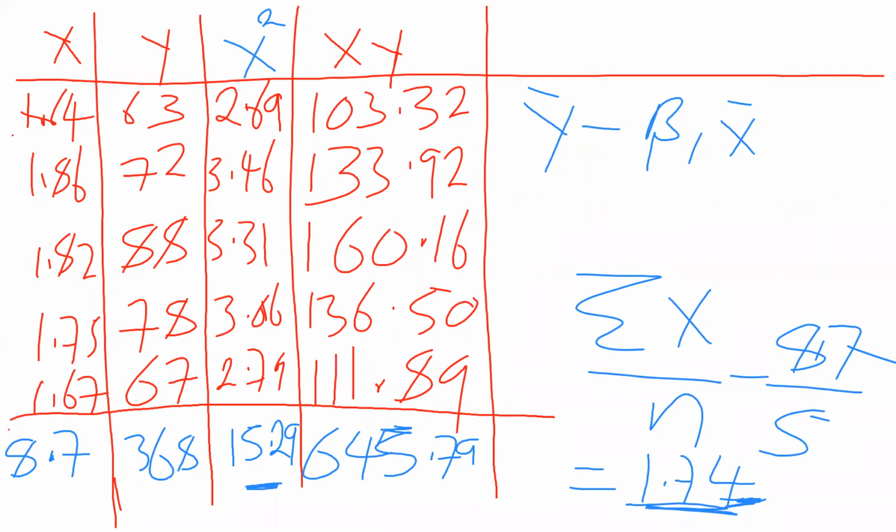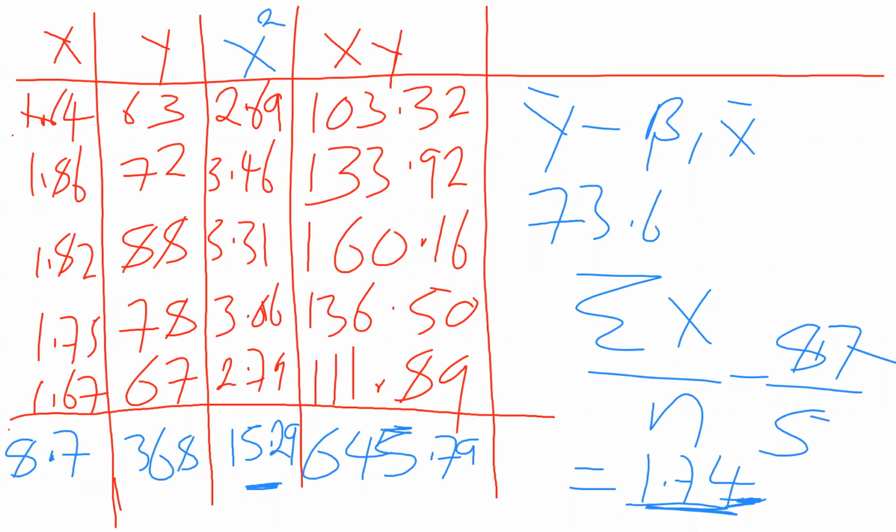73.6. So 368 divided by 5, 73.6. Yes, that's our y bar.